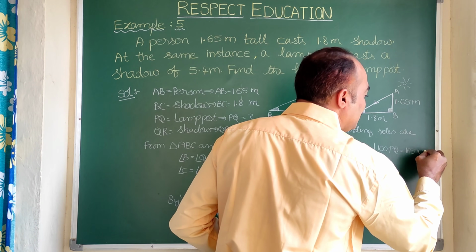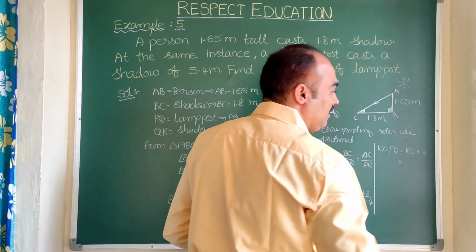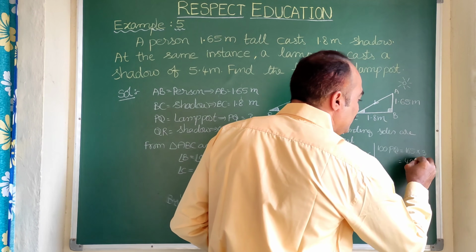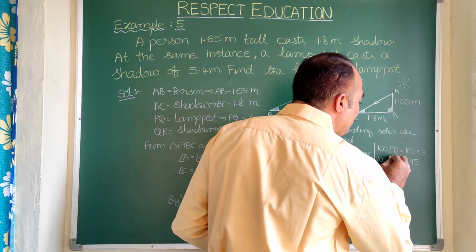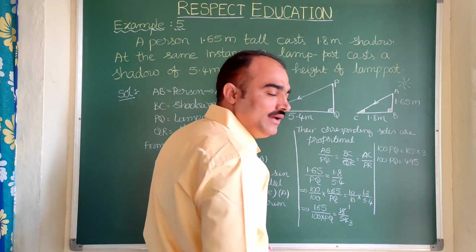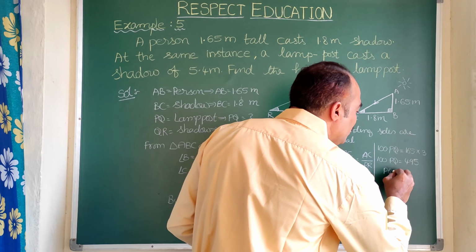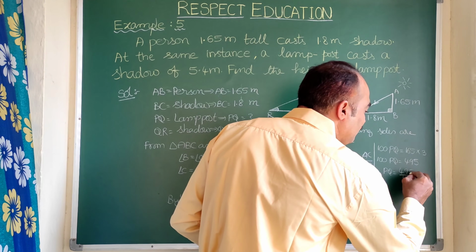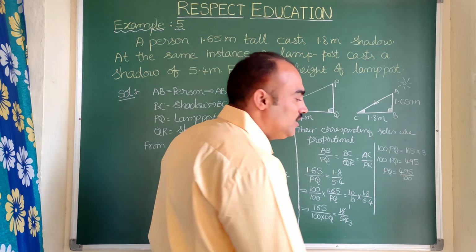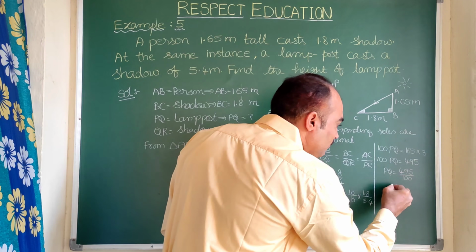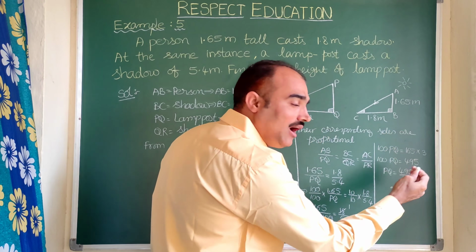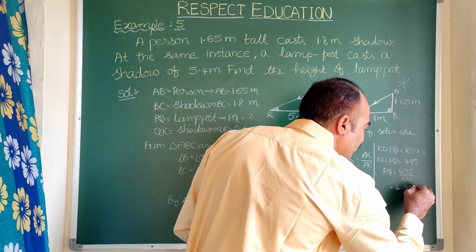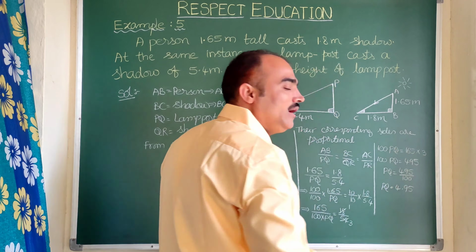165 into 3. When you multiply 165 with 3, you will get 495. So 100 times PQ is 495. Here we require only PQ. So PQ equals 495 divided by 100. As we have 2 zeros, from the right side we have to keep the decimal after 2 digits. So PQ is equal to 4.95.